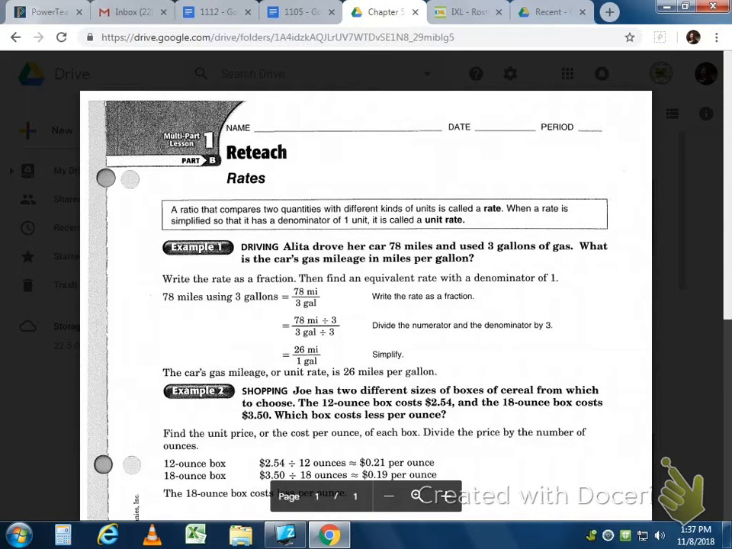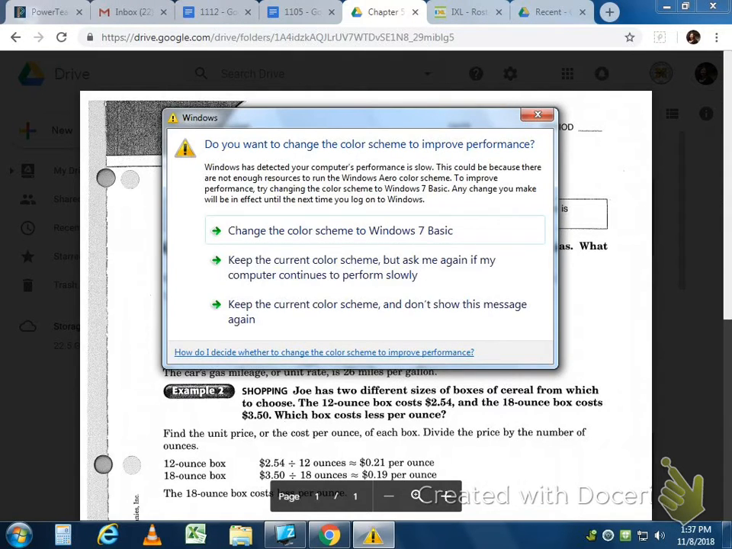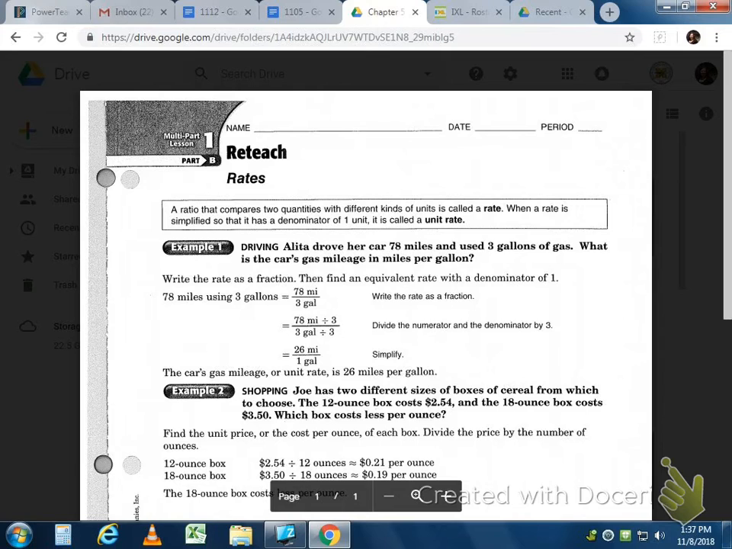5.1b, rates. We are going to look at something called a unit rate. The important information at the top of the page says a ratio that compares two quantities with different kinds of units is called a rate. When a rate is simplified so that it has a denominator of 1 unit, it's called a unit rate.